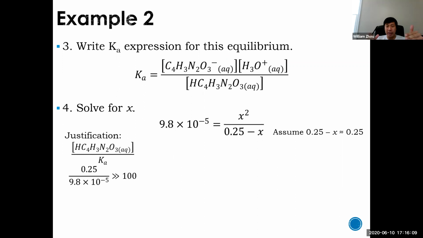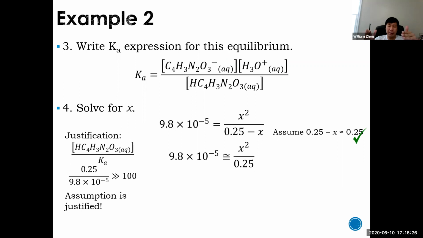So to justify, you take your initial concentration, you divide by the Ka. If you divide by like 10 to the negative 5, you're going to get a huge number. So obviously, it's going to be bigger than 100. So we justify our assumption, and you can have a simplified version where the denominator is just 0.25. Get rid of the X. Now it becomes very simple. X is equal to the square root of 9.8 times 10 to the negative 5 times 0.25. Right? And before I go on, I just want to show you a shortcut.